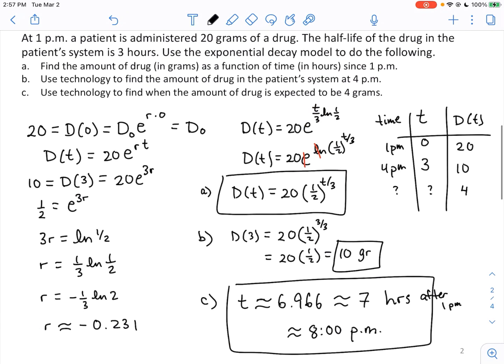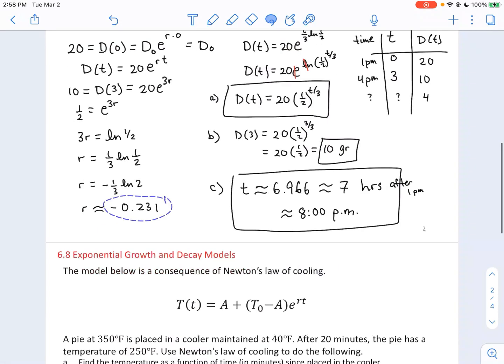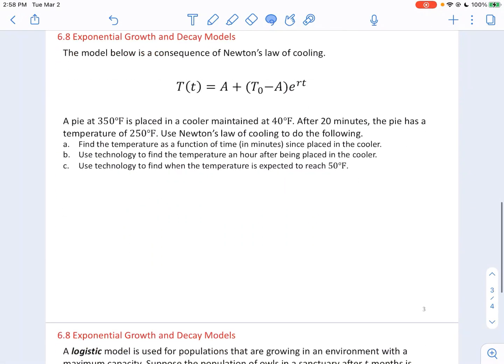All right, so this one was an exponential decay model, and we had a negative growth rate, if you will. We call that a decay rate when r is negative. Okay, let's go to the next example. The model below is a consequence of Newton's law of cooling. Newton's law of cooling basically states that the rate at which the temperature of an object changes is proportional to the difference between that object's temperature and the surrounding temperature.